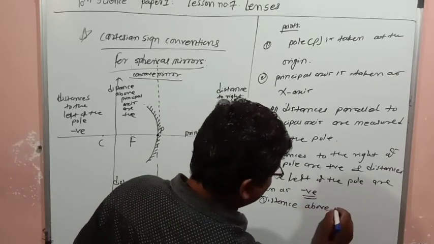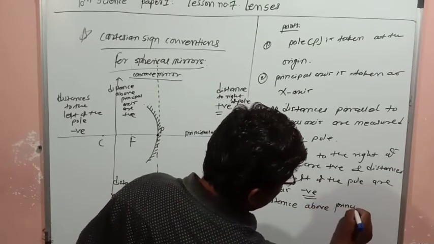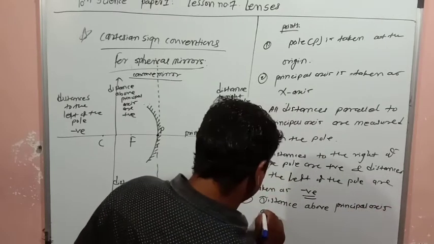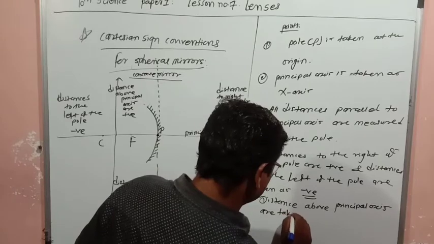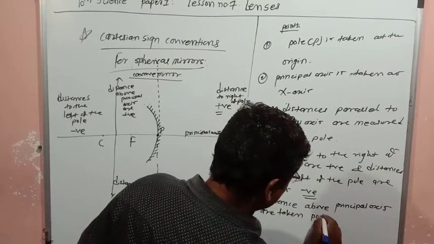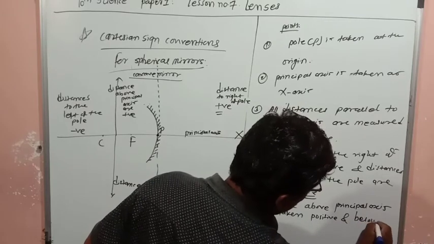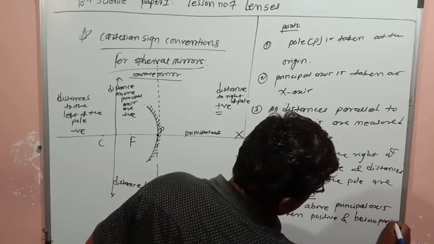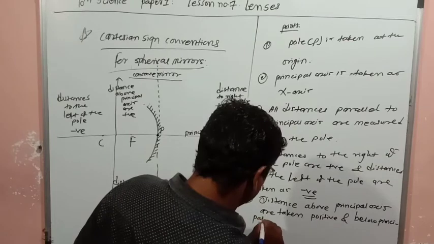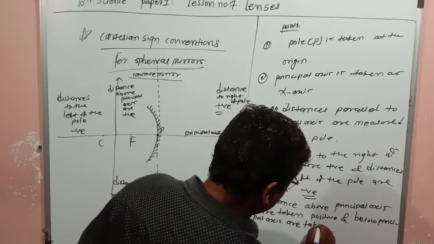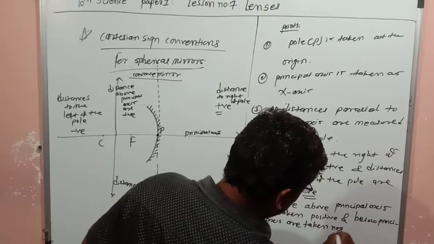Distances above principal axis are taken positive, and below principal axis are taken negative.